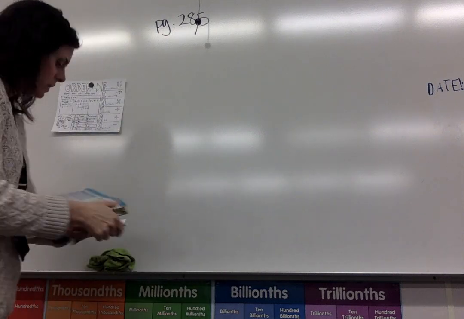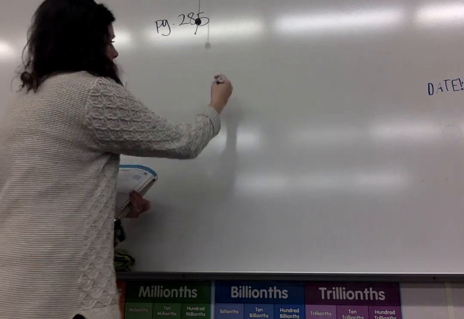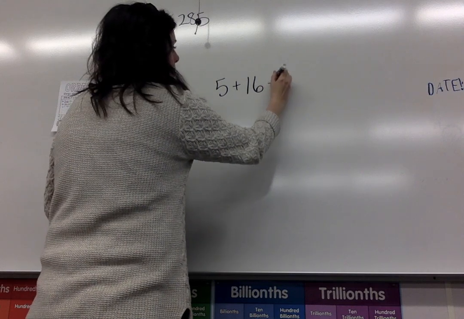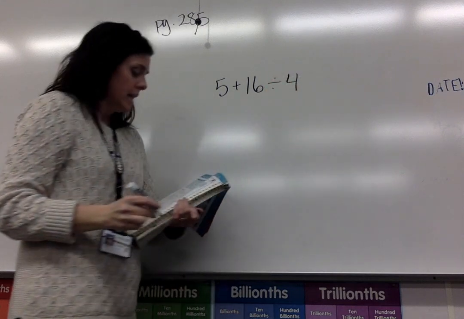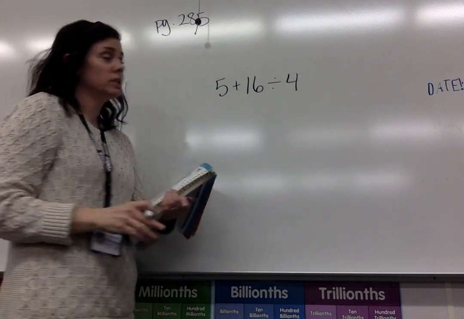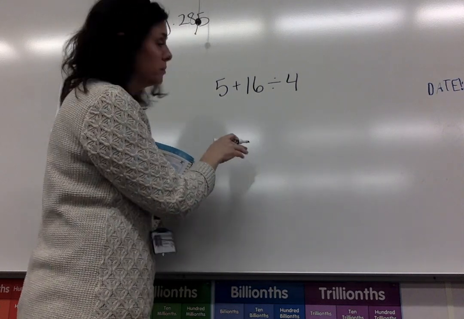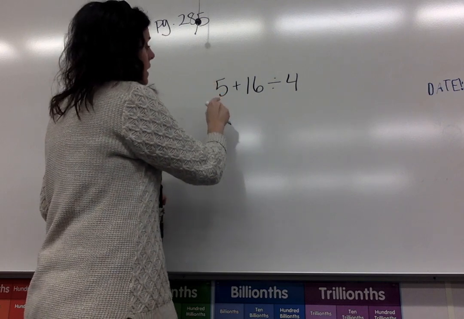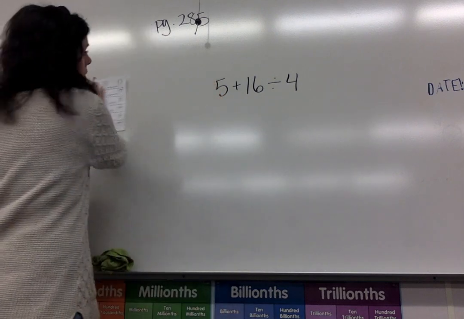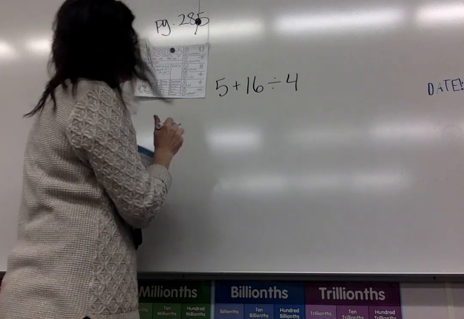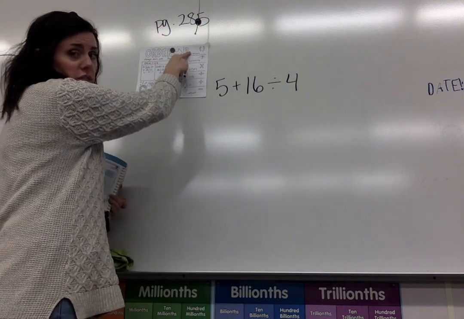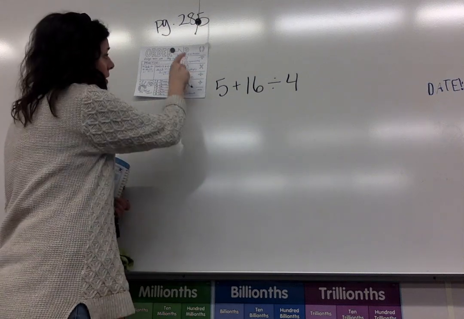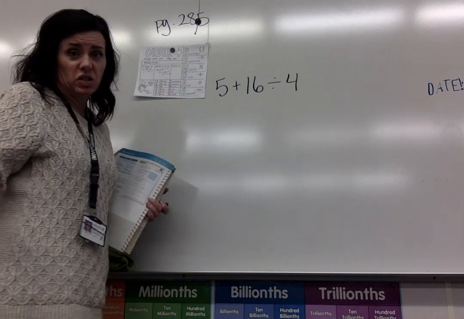Okay, let's go down and look at number 2. We've got 5 plus 16 divided by 4. Now we're going to use our order of operations to help us solve. I hope you can see my problem okay. Sorry, I know there's a little bit of a glare. Okay, so first, I need to look at my list here. And I'm looking for parentheses first because that's step 1. I don't see any parentheses, so I'm going to skip that. Next is exponents. Do you see any exponents?